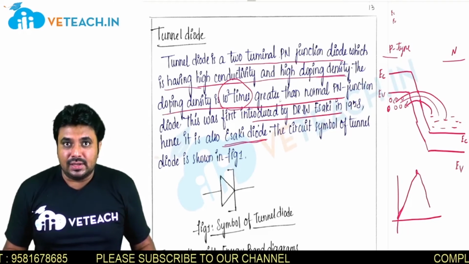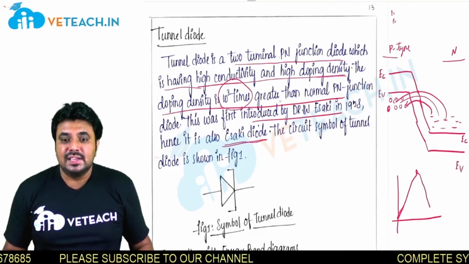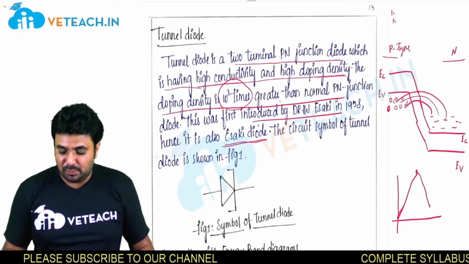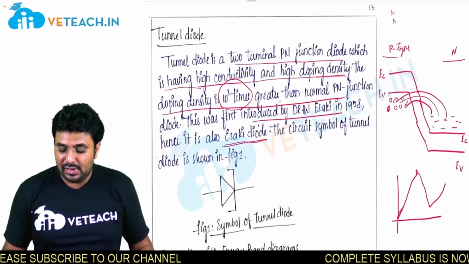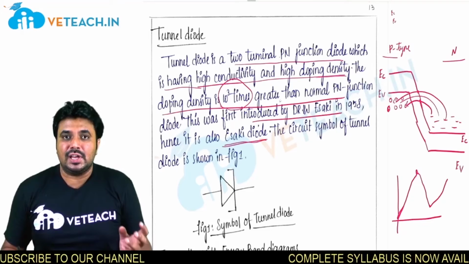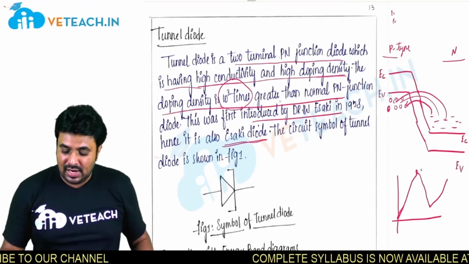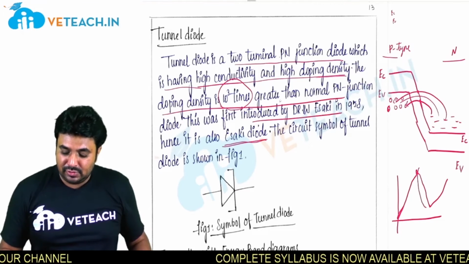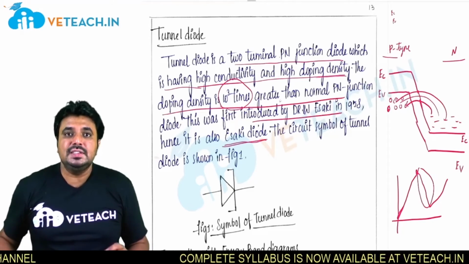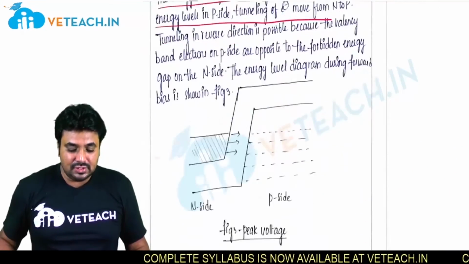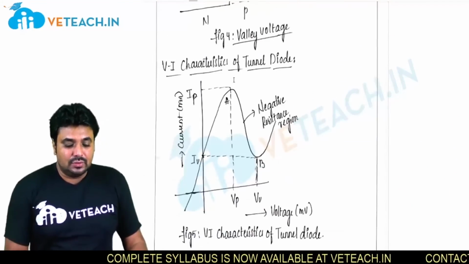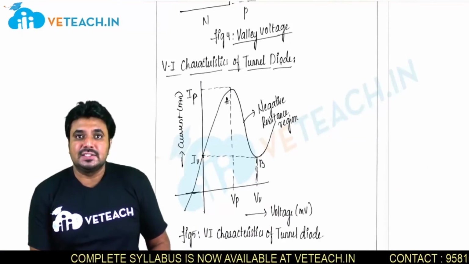At some point it will act as a normal diode. If you are increasing the voltage, the current will increase accordingly, and the region before that is called the negative resistance region. You can see this in the graph, and then you can easily understand. So this is the VI characteristics of the tunnel diode.